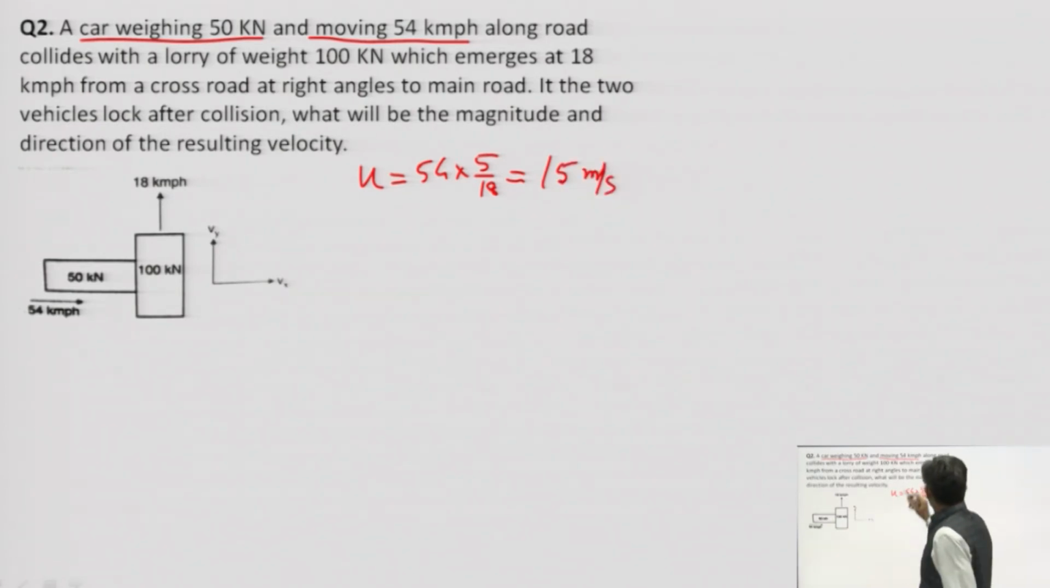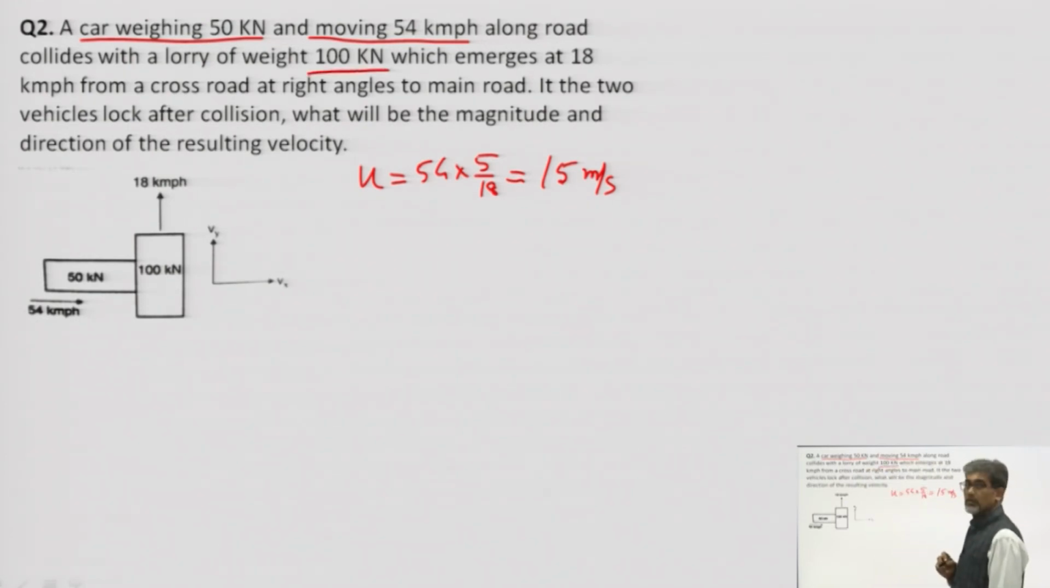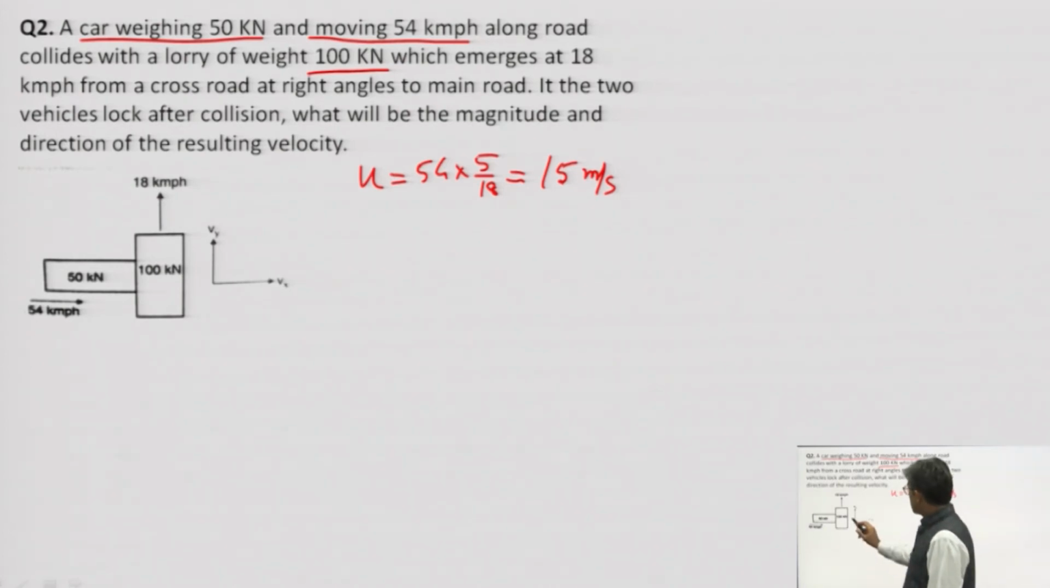A car on a long road collides with a lorry of weight 100 kilonewton, shown in this figure, which emerges at 18 kilometer per hour from a crossroad. From a crossroad means one is coming from here and another is coming from that side, meeting at 90 degree, meeting at right angles to the main road.